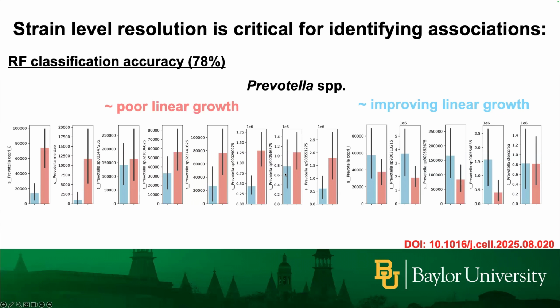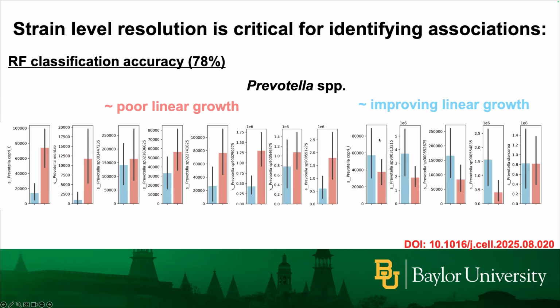But what's really interesting is that when you have this strain level and even species level resolution, you can really start to discern differences in associations of individual species with a growth outcome, or in this case, a nutrition outcome. So Prevotella, right, is the most dominant genus in our data set. I think there's maybe 30 or 40 species. And what you can see is that it depends, right?